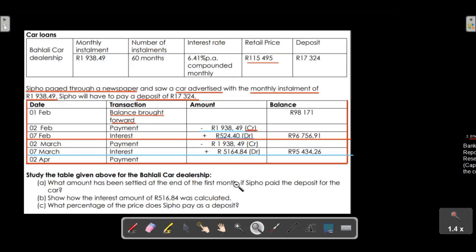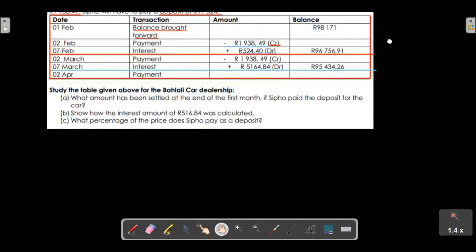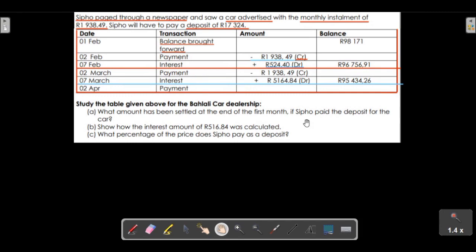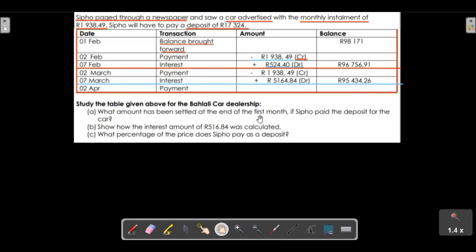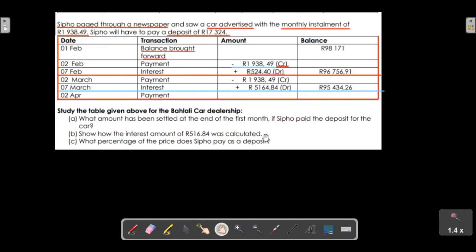Okay, so let's get into it then and answer these questions. The first question says, A, what amount has been settled at the end of the first month if SIPO paid the deposit for the car? Okay, so what amount has been settled at the end of the first month, if SIPO paid the deposit for the car.